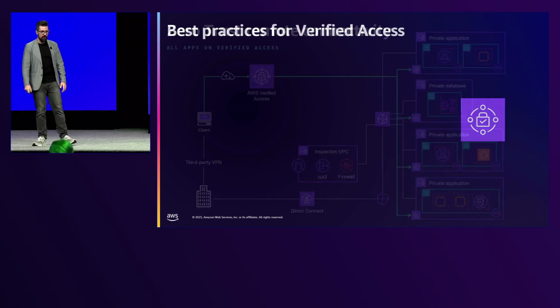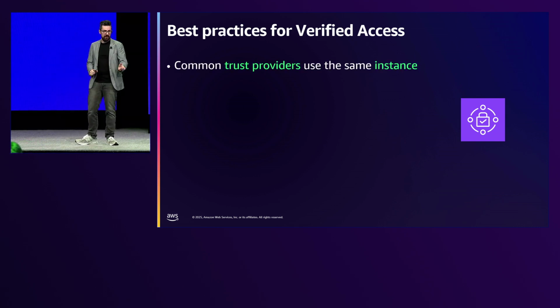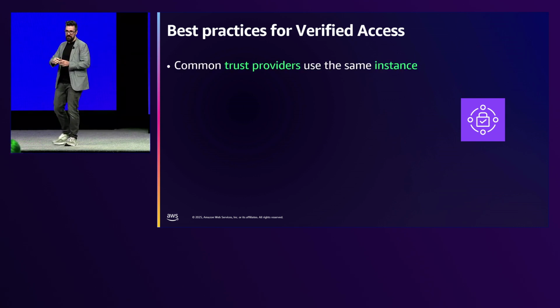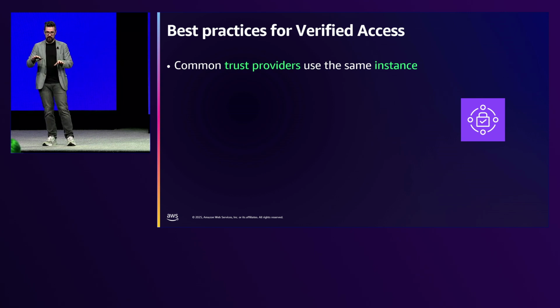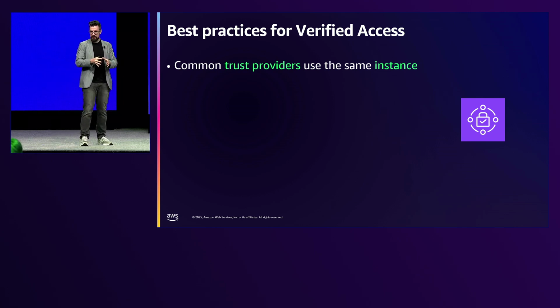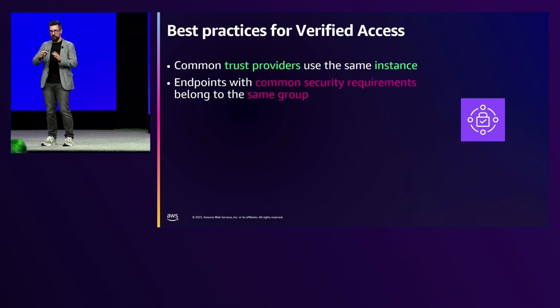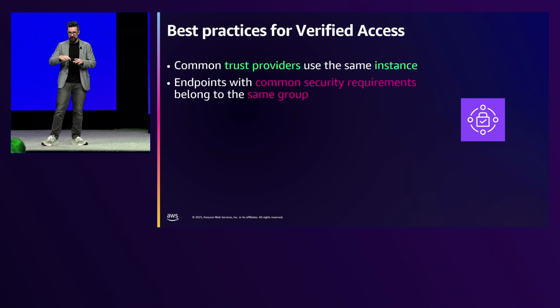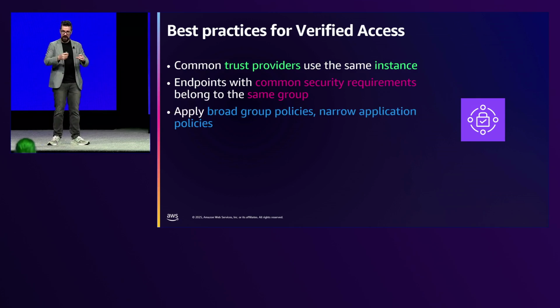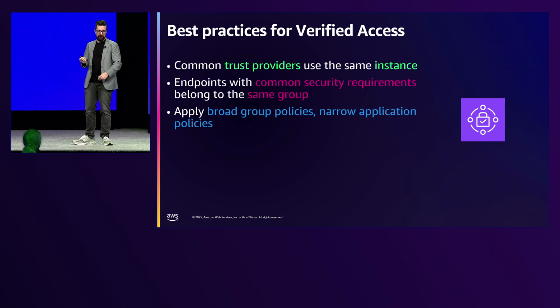So just to summarize what we've learned here. First, remember that if you're going to have multiple trust providers, if you need separate identity providers for those, that's going to be separate instances. If it's all the same identity provider, you can use the same instance. Remember, you can group endpoints with common security requirements into common groups. And then you also have the flexibility to apply policies both at the group level and at the application level.